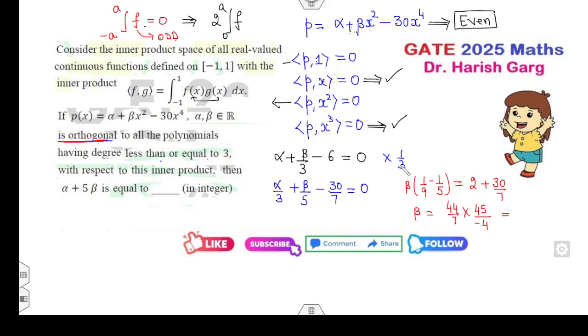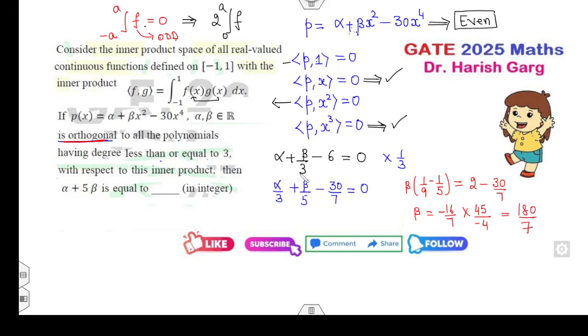Is it okay? कुछ गलती हुई है कैलकुलेशन से, एक बार चेक कर लो. So 1 over 5 minus 1 over 9, कितना हो गया? 4 over 45. And on the right side, the difference of 30 by 7 and 30 by 9 is 60 over 63, so 20 over 21. Solving these, beta is 4 into 45, that is 180 divided by 7.